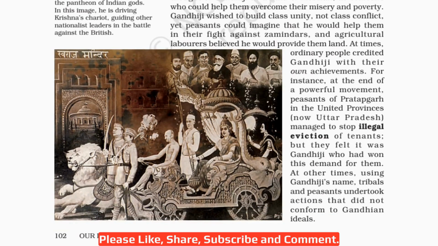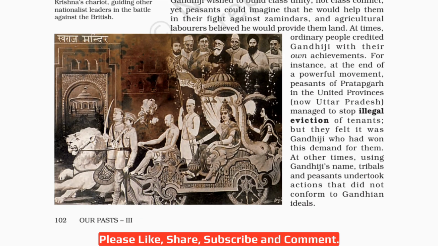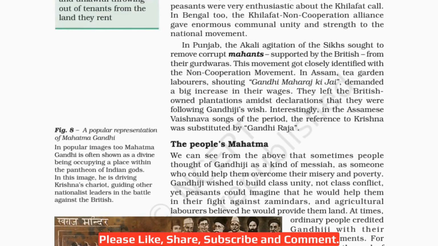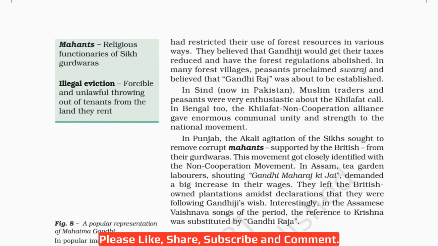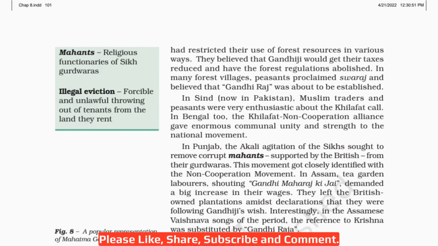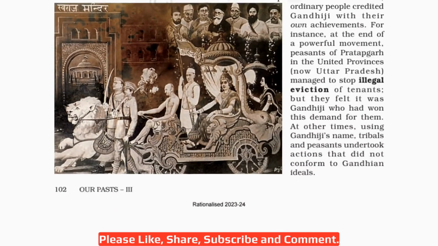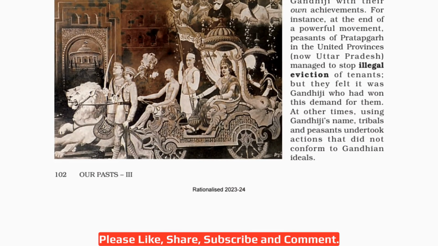At times, ordinary people credited Gandhiji with their own achievements. For instance, at the end of a powerful movement, peasants of Pratapgarh in the United Provinces, now Uttar Pradesh, managed to stop illegal eviction of tenants. Illegal eviction of tenants means forcible and unlawful throwing out of tenants from the land they rent. Okay, so they managed to stop the illegal eviction, but they felt it was Gandhiji who had won this demand for them.